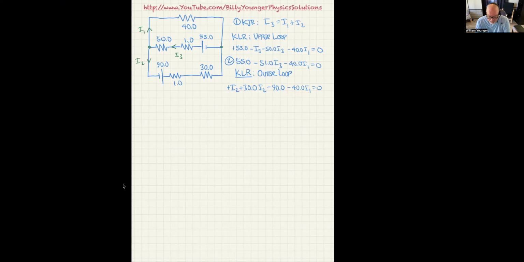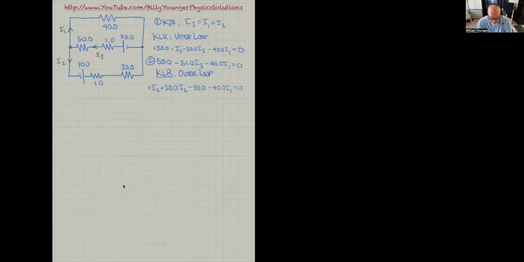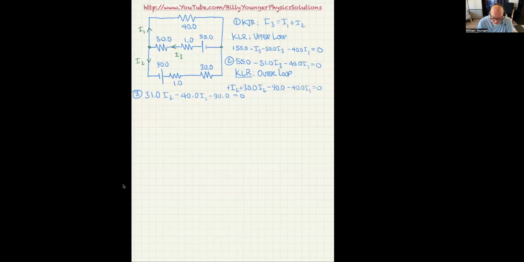Now we need to combine like terms again. Obviously, it's a fairly trivial step, but I showed it anyways. So we ultimately have 31 I2 minus 40 I1 minus 90 equals 0. I'm calling that equation 3.